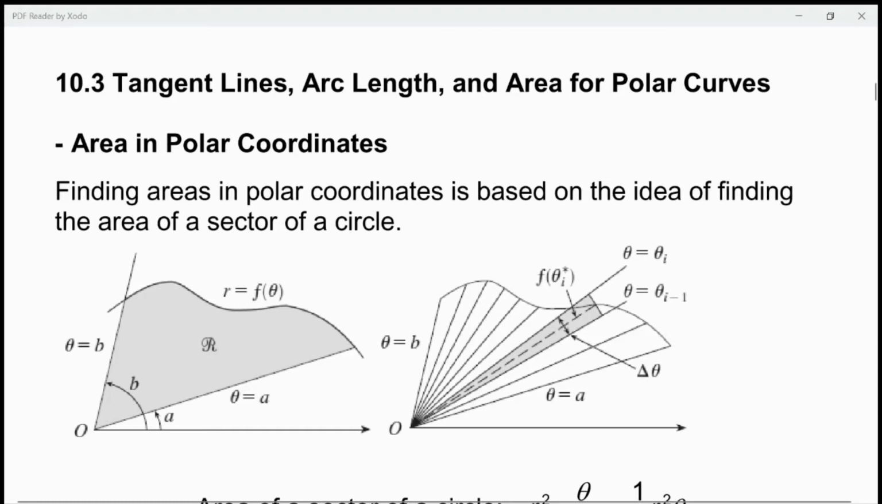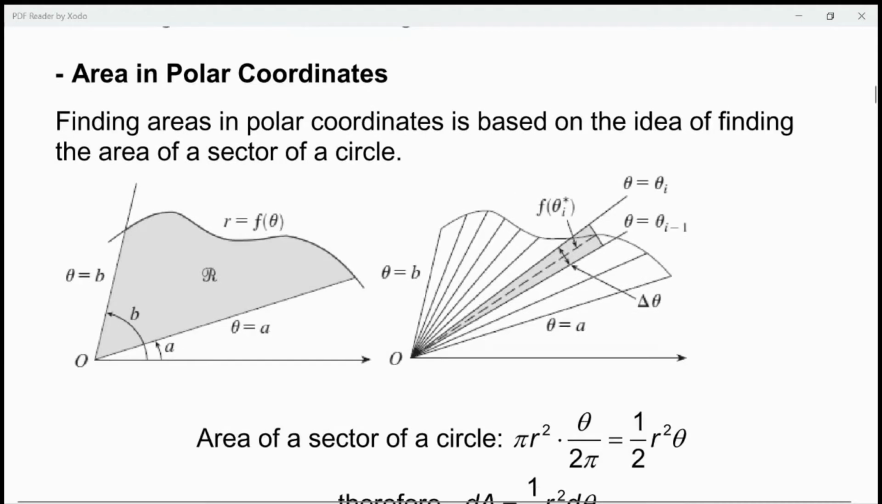This is AP Calculus BC, and in this video, I'm going to talk about section 10.3, tangent lines, arc length, and area for polar curves. We really talked about tangent lines with polar curves in section 10.2, so I'm not going to focus too much on that. You can go back and reference those notes if you want to look at tangent lines. But for arc length and area, these are going to be slightly different in the polar form than they were in the parametric representation of our rectangular form.